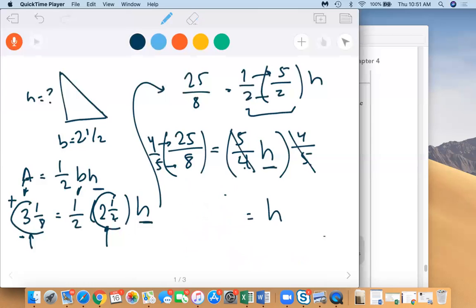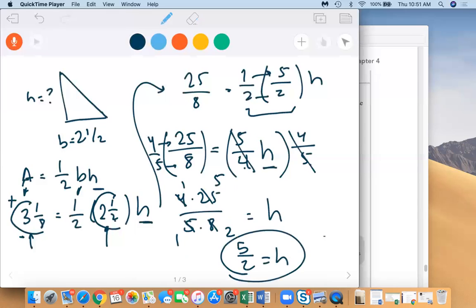Let's rewrite this. Everything was right up to 4 times 25 over 5 times 8. But 4 divided by 4 is 1. 8 divided by 4 is 2. I am so sorry about that. 5 divided by 5 is 1. 25 divided by 5 is 5. So we end up with 5 over 2 equals 8. There we go. I'm sorry about that confusion, guys.